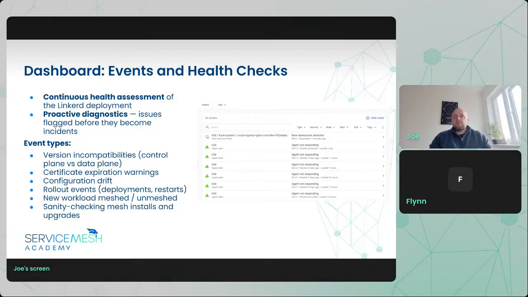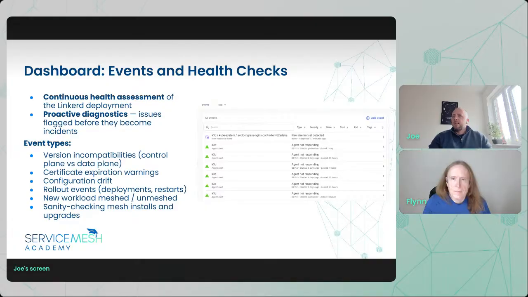Configuration drift. Rollout events, this is one that gets highlighted and discussed quite a lot, because there's always, okay, well, there's been a rollout. Why has there been a rollout?